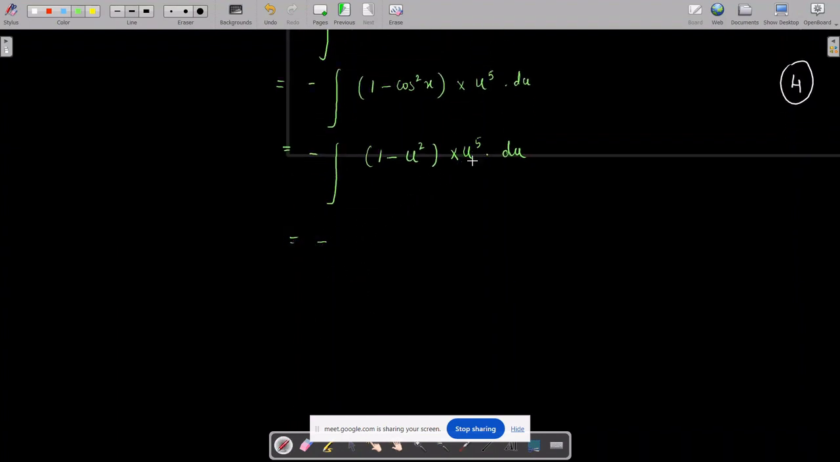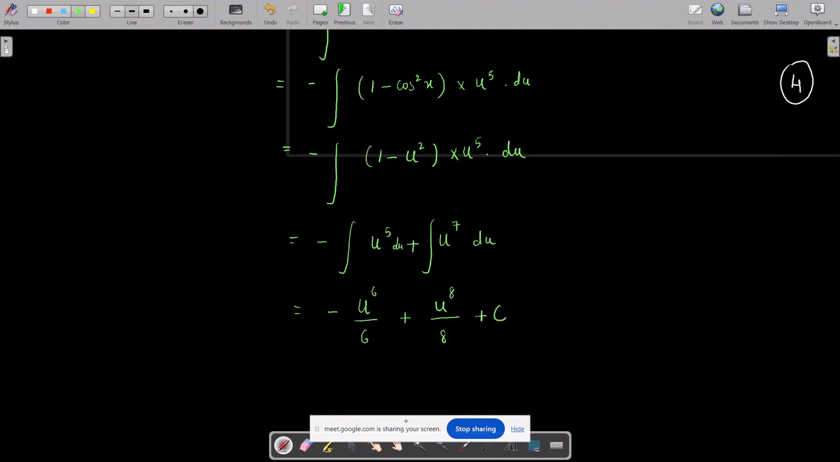So let's distribute u to the power 5 inside. So we get u to the fifth minus u to the 7. Okay, so I'm going to distribute this negative sign as well. So this becomes negative and this becomes positive. So won't it be negative u to the fifth plus u to the seventh? Yes, exactly. And then when we integrate it, this becomes negative u to the power 6 over 6 plus u to the power of 8 over 8.